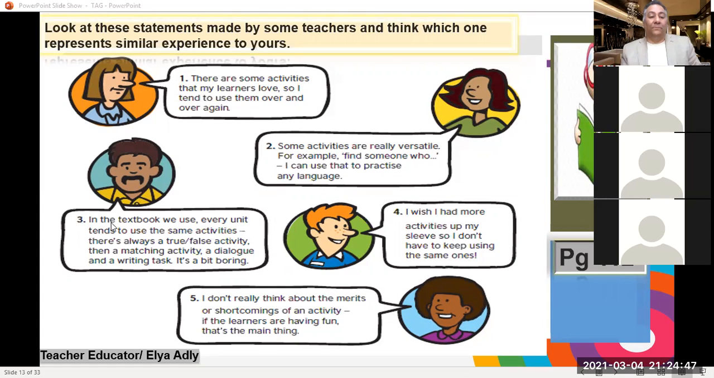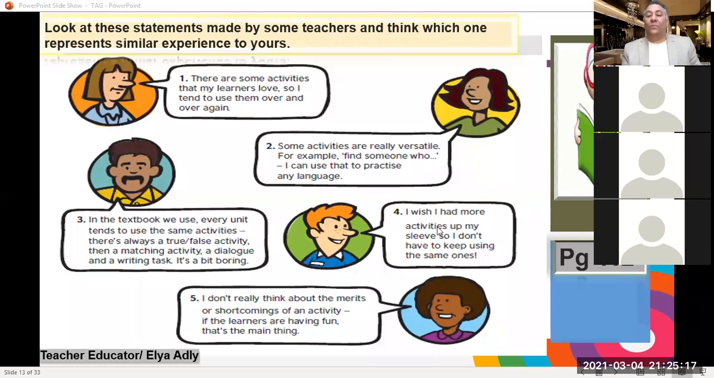Teacher number 3. In the textbook we use, every unit tends to use the same activities. There is always a true-false activity, then a matching activity, a dialogue, and a writing task. It's a bit boring. So this teacher is talking about sticking to the course book and how boring it is. Teacher number 4.